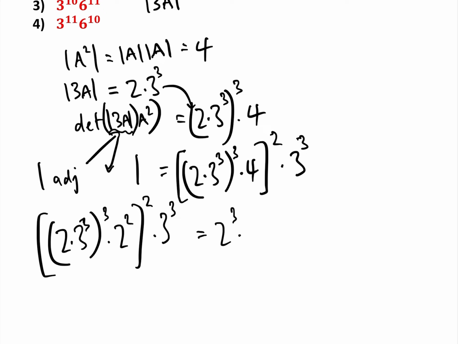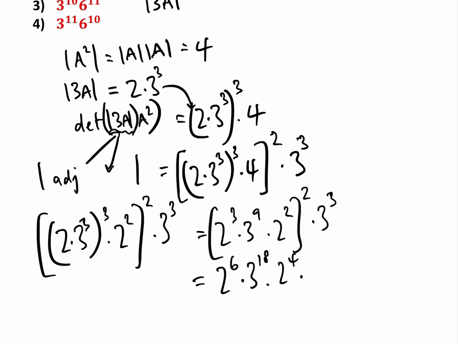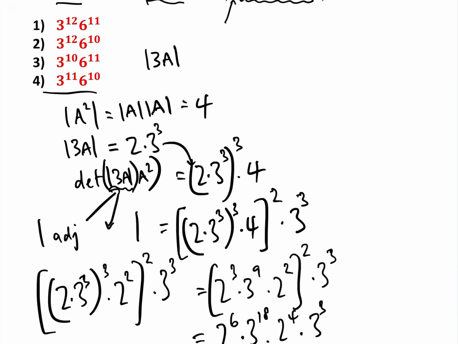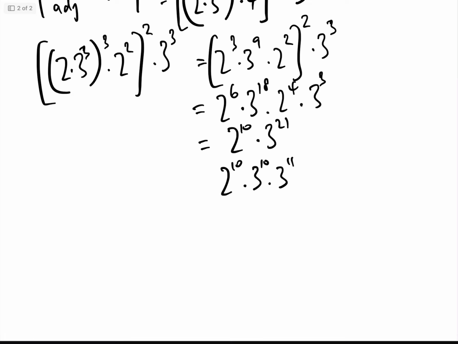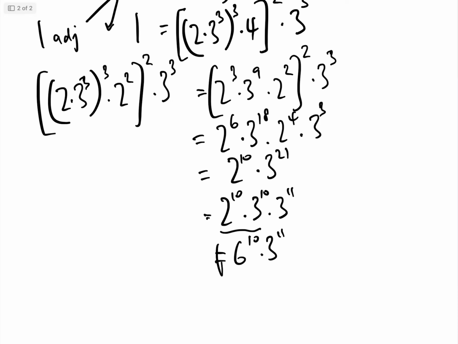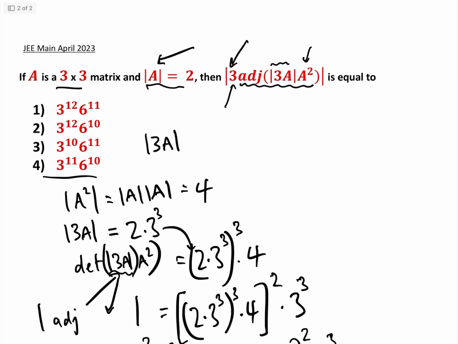Okay, and let's just simplify all of that. That equals 2 cubed times 3 to the 9 times 2 squared. We do have to be careful with all of this, times 3 cubed, which equals 2 to the 6 times 3 to the 18 times 2 to the 4 times 3 to the 3, which equals 2 to the 10 times 3 to the 21, and in actual fact it wants us to put it in the form 3 to the something, 6 to the something. So obviously let's put that as 2 to the 10, 3 to the 10, 3 to the 11, and 2 to the 10 times 3 to the 10 is 6 to the 10 times 3 to the 11. So therefore the determinant of the whole lot is 6 to the 10 times 3 to the 11, which is answer number 4.